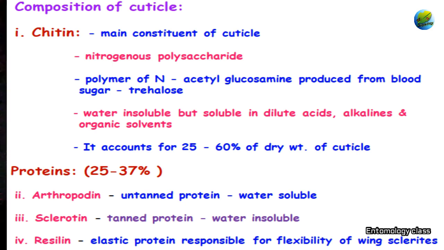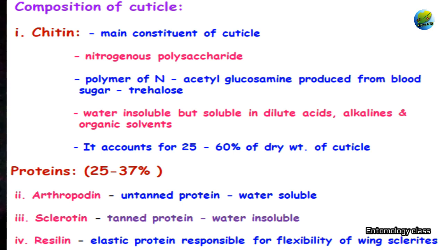The chitin is water insoluble but soluble in some of the dilute acids and the alkalines. When we take the dry weight of the whole cuticle, the chitin will be accounting for 25 to 60% of the whole weight. And the next one is the protein, which will be forming 25 to 37% of the whole cuticle, which consists of three major proteins.